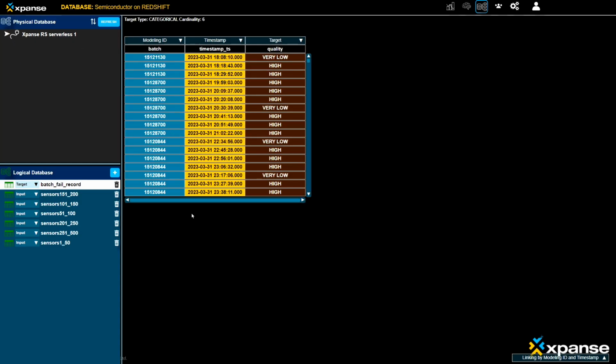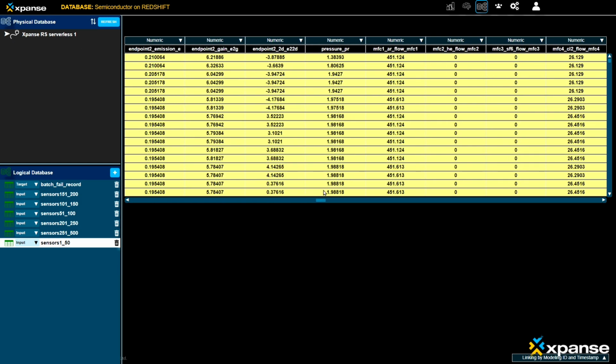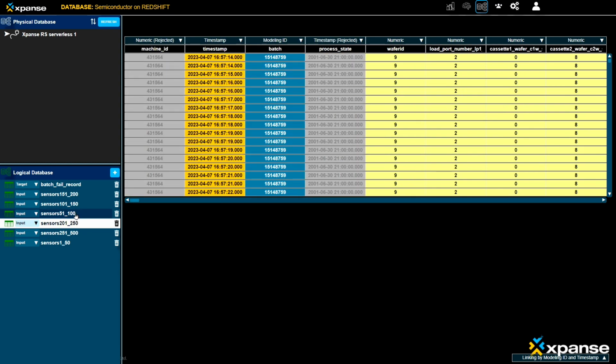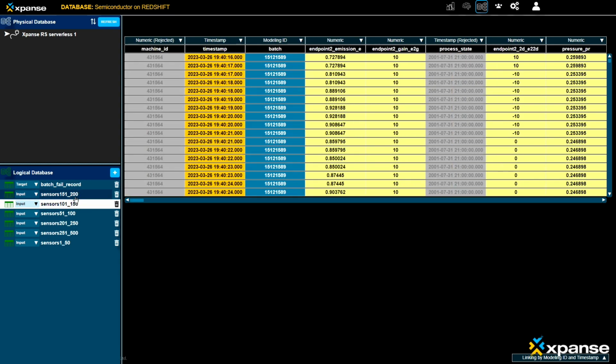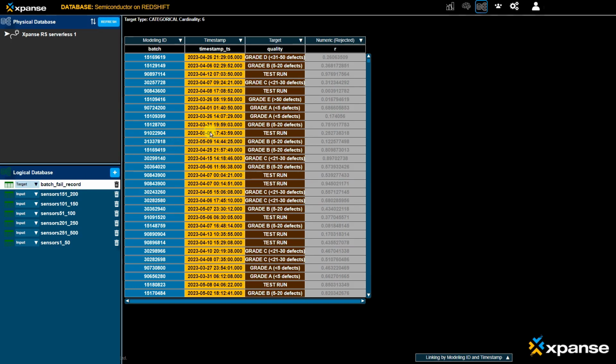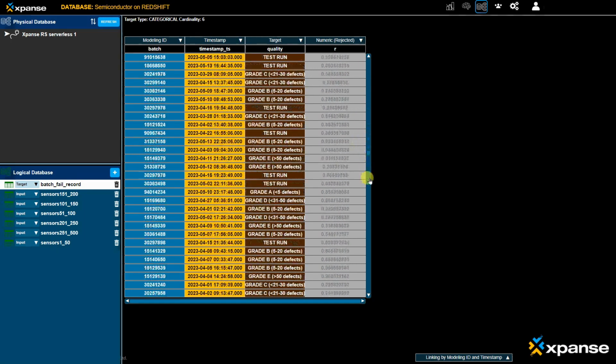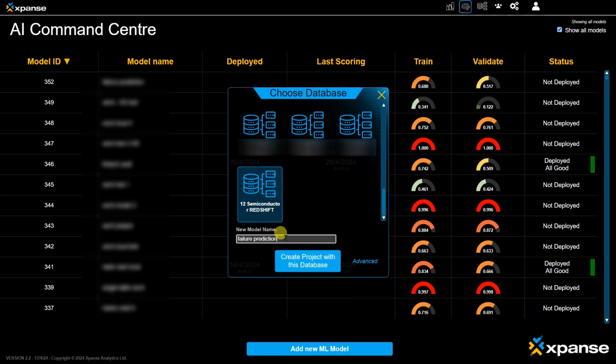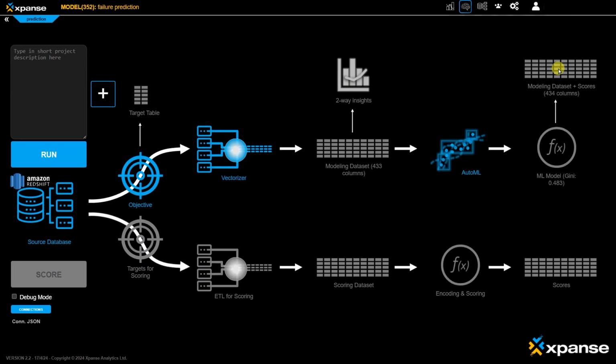Here we have detailed readings from 500 sensors monitoring the process. It's a high-frequency stream of data resembling a huge haystack while we are looking for a needle. And here we have quality test results from over 5,000 previous batches. We will bring this data to Xpanse AI project Space and select which outputs we want to analyze.